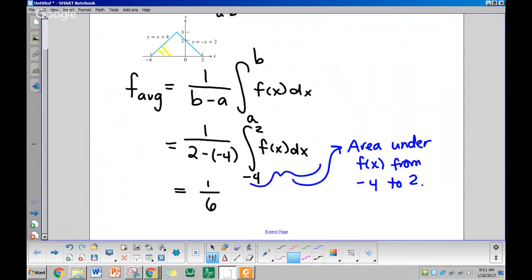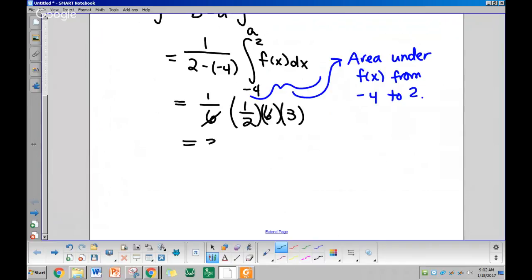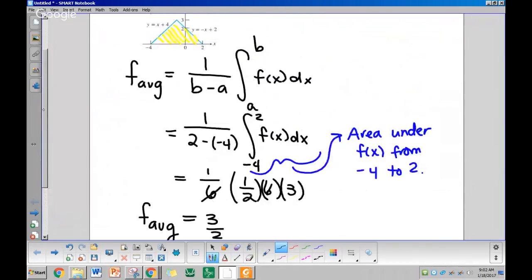We do, don't we? We can say that's a triangle, and we know that area is going to be 1/2 its base, and the base is from -4 to 2, which is 6, times its height, which is 3. And so the 6's cancel out, and the average height of this function is 3/2. And does it look like, if you look at the sketch, that between -4 and 2, the average height would be 3/2? So that's how you find the average value of a function.